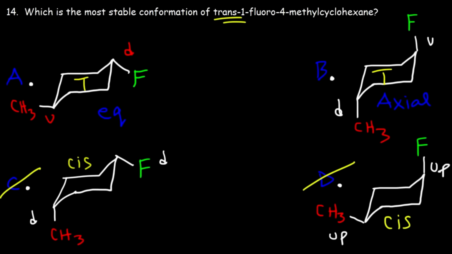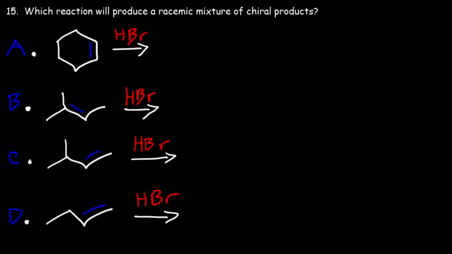Well, there's something called 1,3-diaxial strain. So let's say we start from the fluorine. On the third carbon, you have a hydrogen. And if you count in the other direction, there's another one. Fluorine interacts with these hydrogen atoms, making the axial position less stable. So therefore, the most stable conformation is the one that has all the groups in the equatorial position. So answer choice A is the answer.